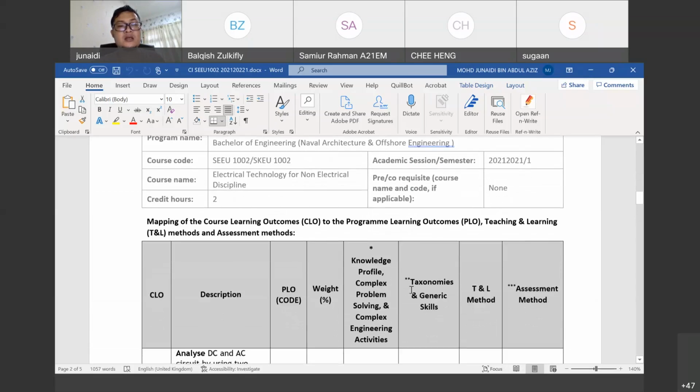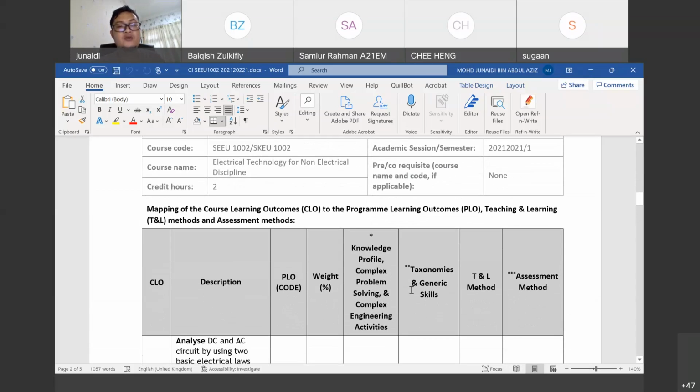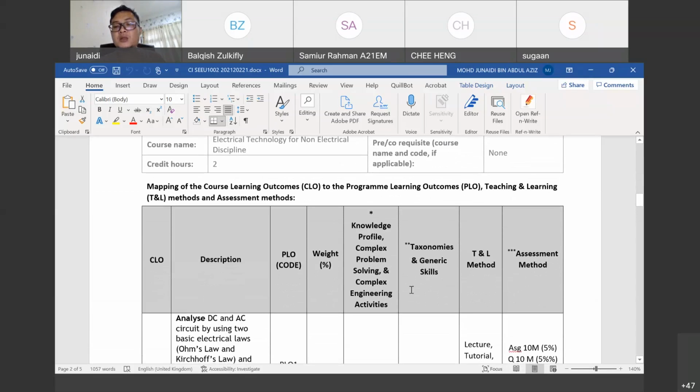Okay, I'm sure you have no idea what this CLO, PLO is, but we need to go through this process so that you can appreciate the environment of teaching and learning in UTM. Okay, so this is basically the course information.